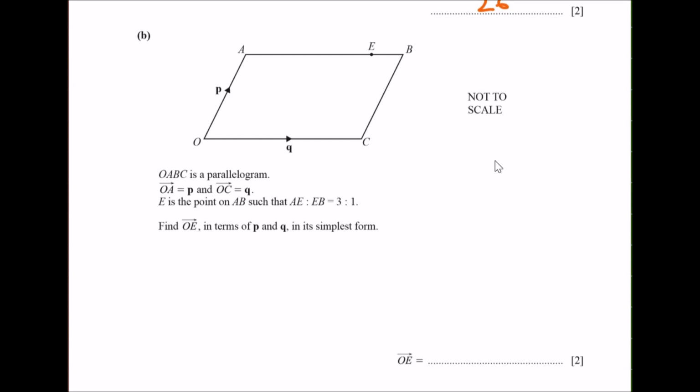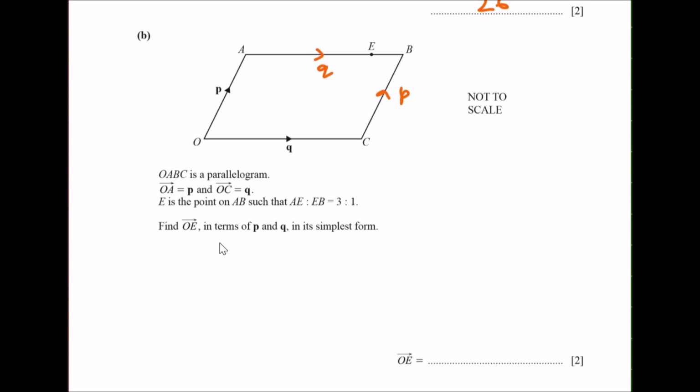So what does it mean? See, OA equal to P, given that means CB also will be P, right? OC equal to Q, that means AB is also Q, because their parallel sides are, so vectors will be equal.